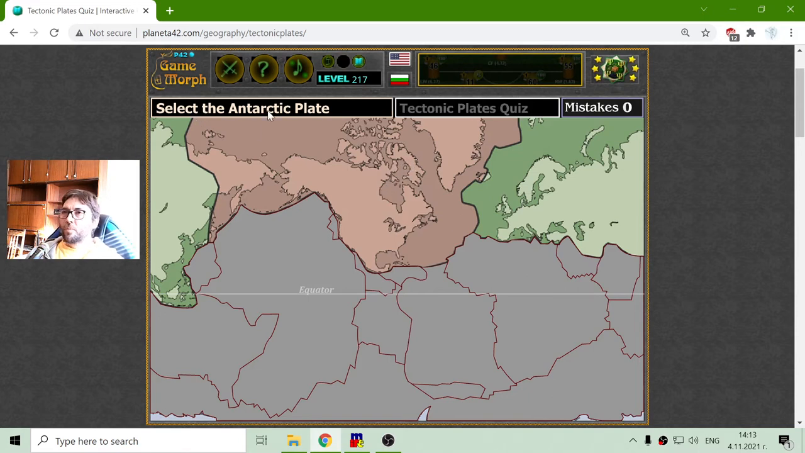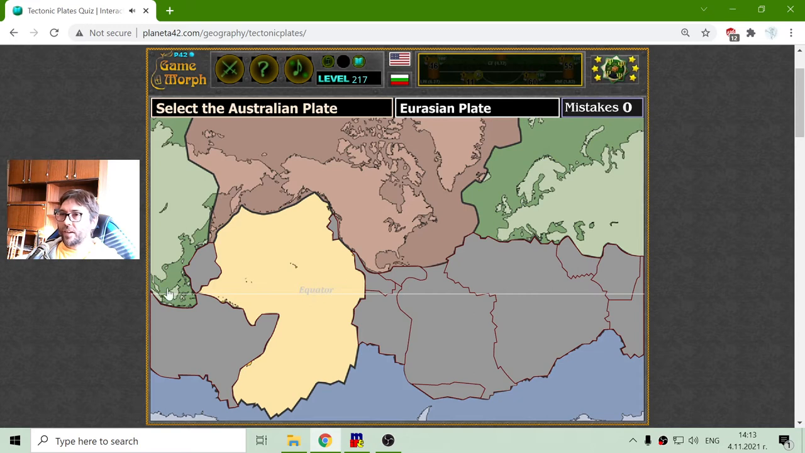Okay, the next one should be Antarctic plate. This is the plate at the bottom. And now I have to select the Pacific plate. Well, the Pacific plate should be in the Pacific Ocean. So, there it is. I have the location of the equator too.